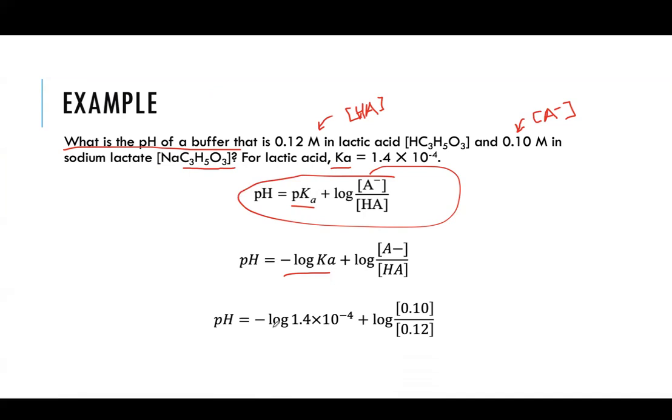So pH equals negative log of 1.4 times 10 to the negative fourth power plus log of A minus, which is 0.10, over the acid, which is 0.12. I can plug in the numbers and I get pH equals 3.85 plus negative 0.08, which is equal to 3.77.